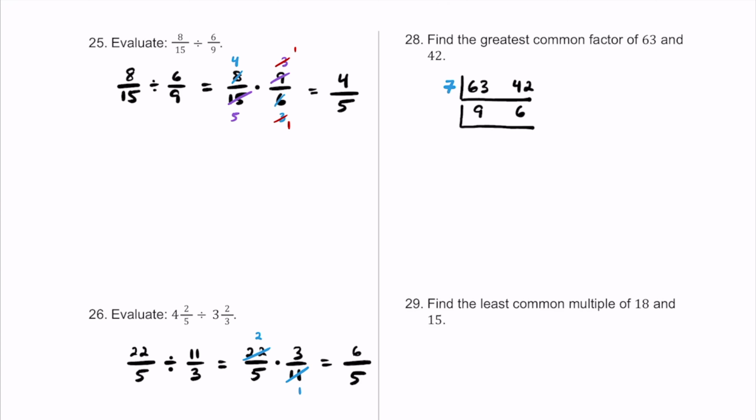Then between 9 and 6, they have another common factor of 3. Now at the bottom here, we have 3 and 2. They are relatively prime, they have nothing else in common. And so if we go ahead and multiply the 7 and 3 on the side here, that's going to get us our GCF. So the GCF, or the greatest common factor, is going to be 21. So that's the GCF of 63 and 42.